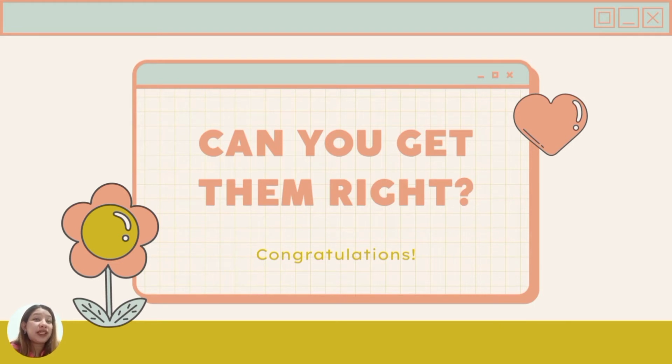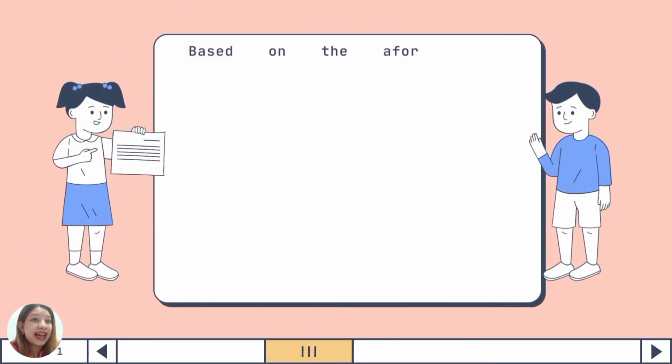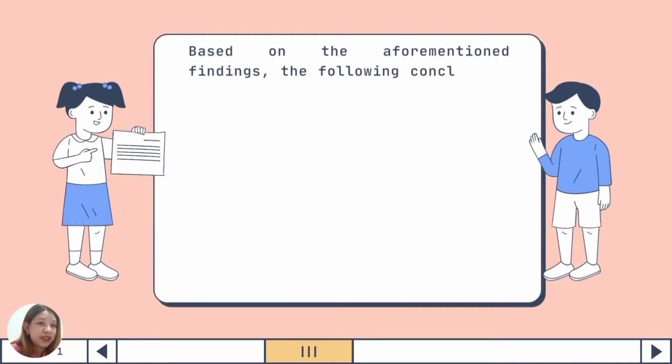Congratulations! It appears that you already mastered the rules in transforming active voice to passive voice. This time, I want you to pay attention to the paragraph being presented.